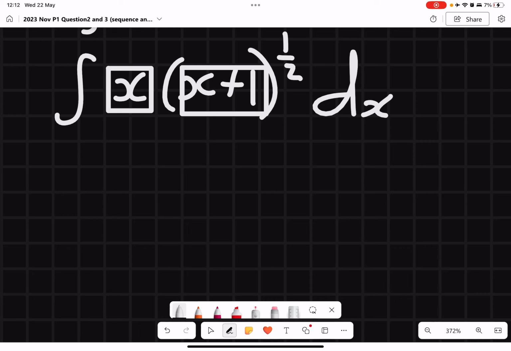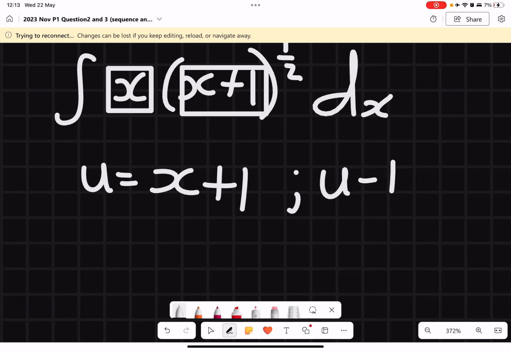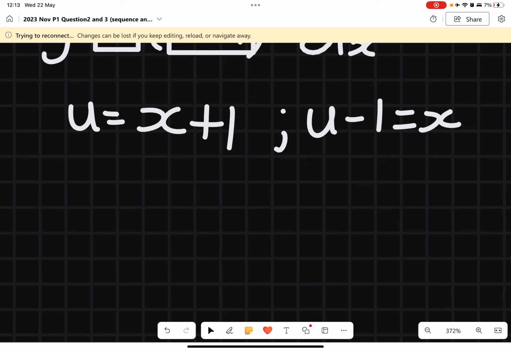In U substitution, you always take the one inside the bigger bracket, the one with the exponent, to be U. So we're going to have u equals x plus 1. And then if I move the 1 to the other side, I'm going to have u minus 1 equals x. You always need to find the expression for u and the expression for x.